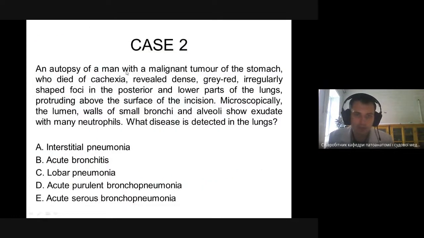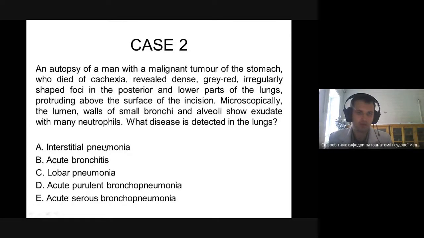Case 2, an autopsy of a man with a malignant tumor of the stomach, who died of cachexia, extreme loss of weight, revealed dense gray-red, irregularly shaped foci in the posterior and lower parts of the lungs, protruding above the surface of the cut surface. Microscopically, the lumen and walls of small bronchi and alveoli show exudate with many neutrophils. What disease is detected in the lungs? Of course, that was acute purulent bronchopneumonia.